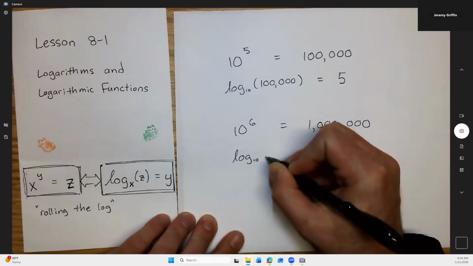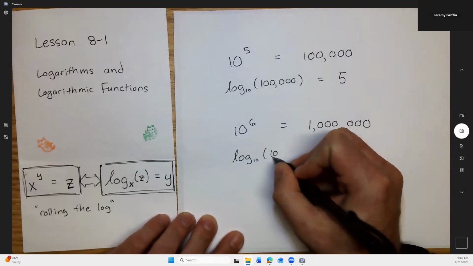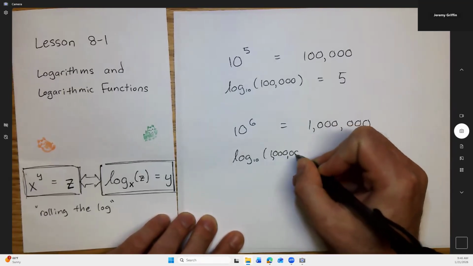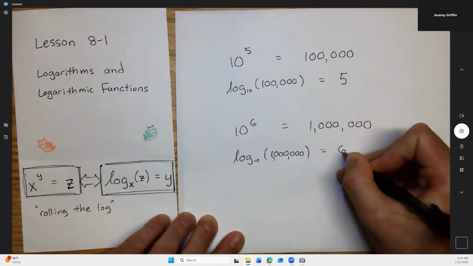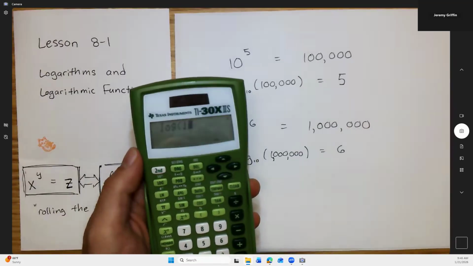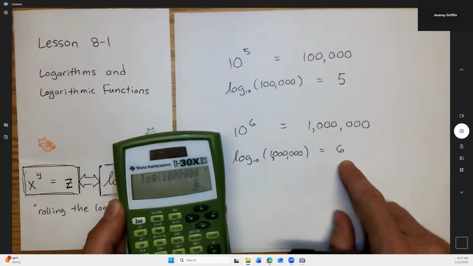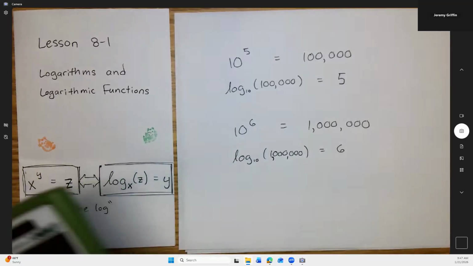Log base 10 of what is equal to what? A million, and you put a six. Yeah, log of a million should be equal to 6. Okay, let's see if that's what the calculator says. So log of 1 million. Yeah, it is 6, just like that. Like I said.